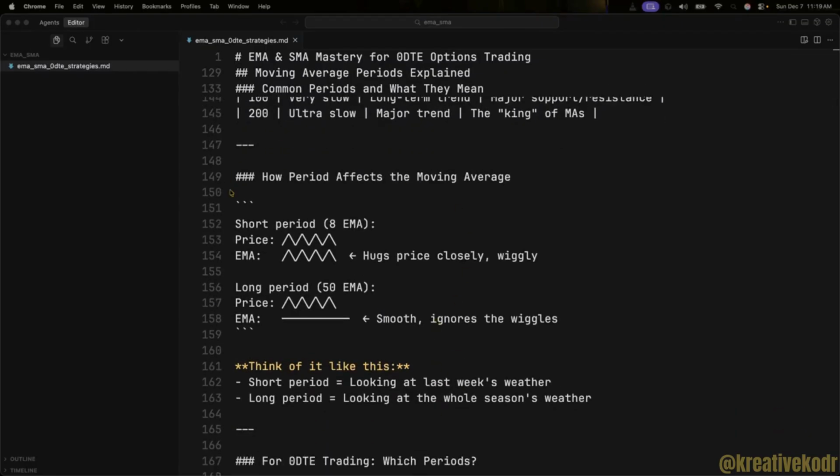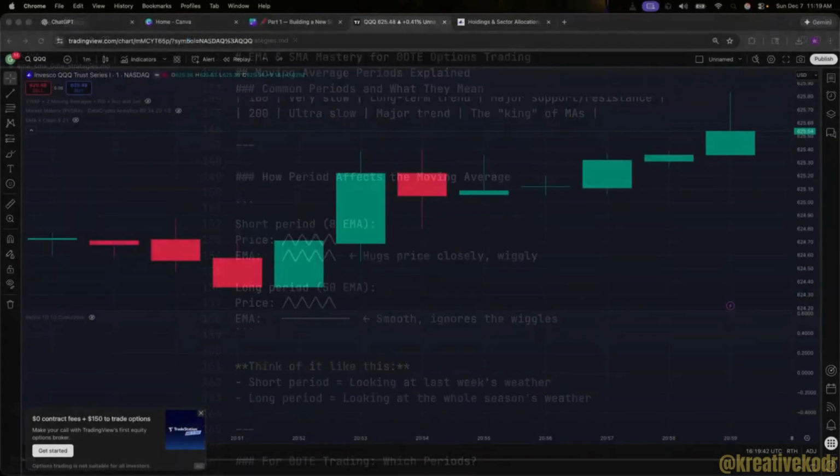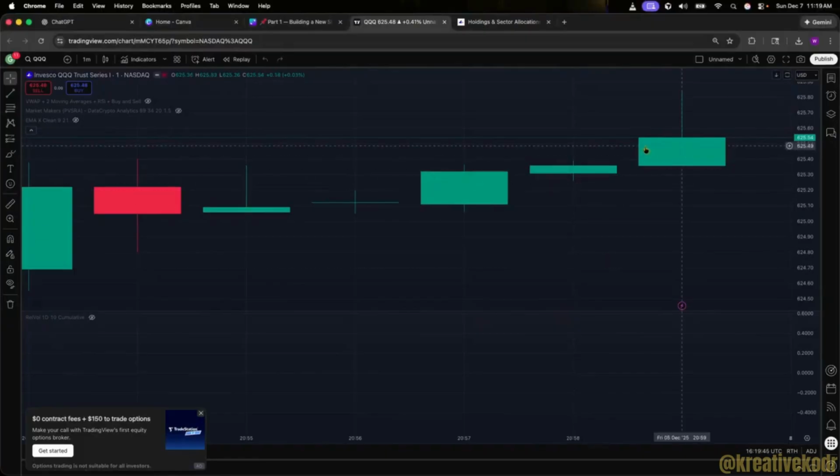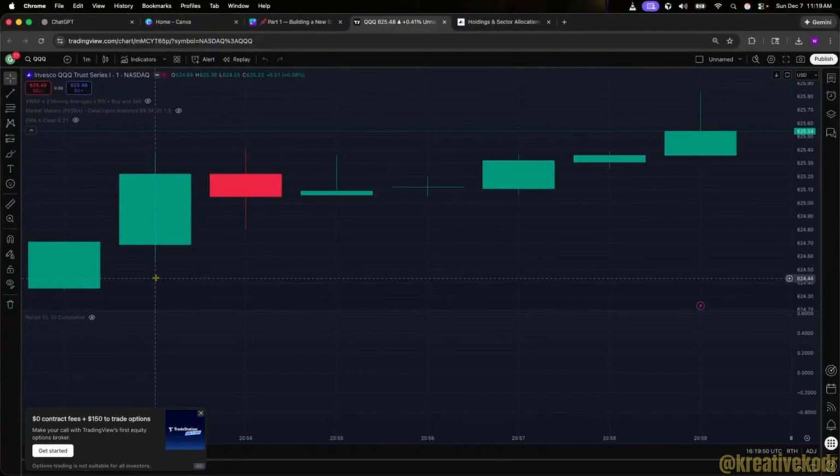So let's look at the common EMAs and how the periods affect the moving averages. With a short period, an EMA of 8, it hugs the prices closely and everything wiggles. So here's the price and here's the EMA. An EMA of 8 is looking at the last 8 minutes of action. Let's go here so we can really break this down: 1, 2, 3, 4, 5, 6, 7, 8. An EMA of 8 is going to take the last 8 minutes of action and take the average of it.